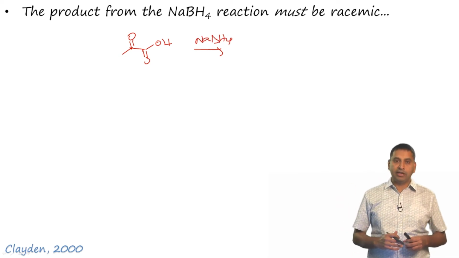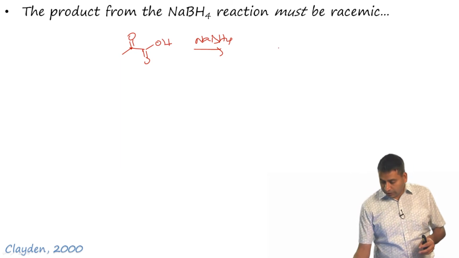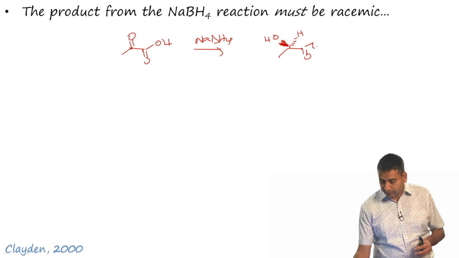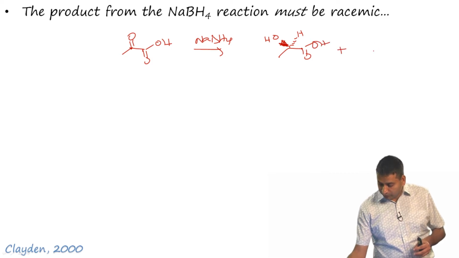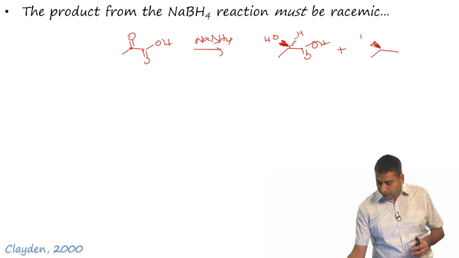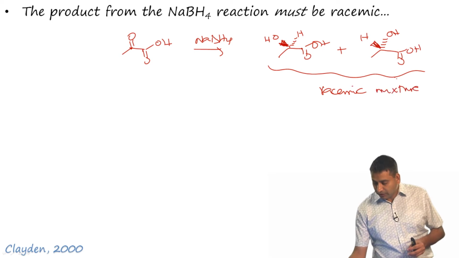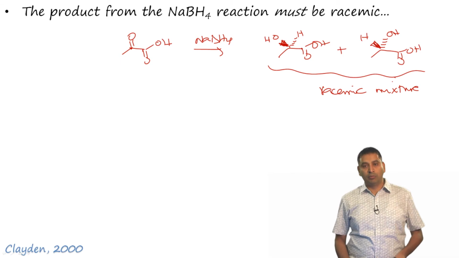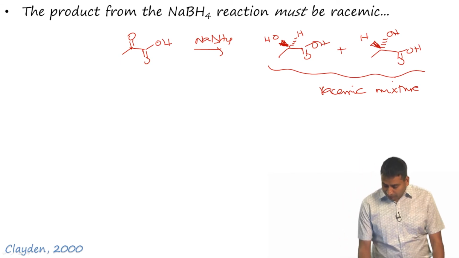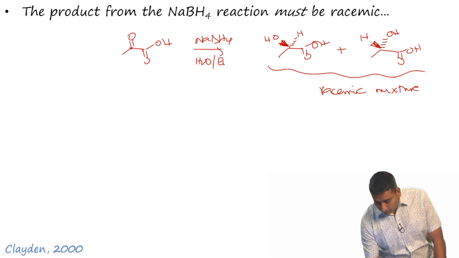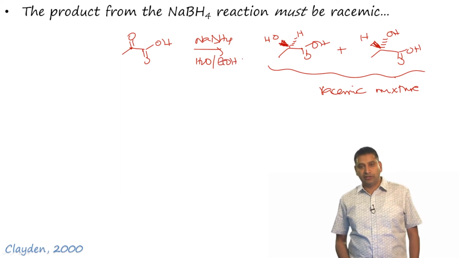Now, hydride can attack from the top face or the bottom face, and you will end up with, let us say it attacks from the bottom face, you have hydride over here, and if it attacks from the top face, you have hydride over here and OH here, right. So, you will end up with a racemic mixture, right. So, this is what you would expect with regular sodium borohydride, right. And you can imagine that you can have water and ethanol as potential solvents in this reaction.